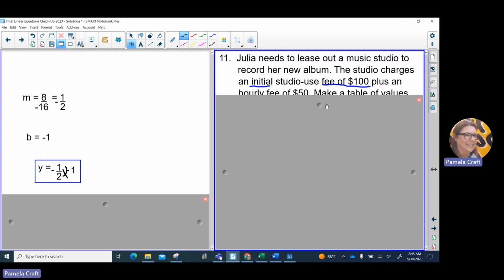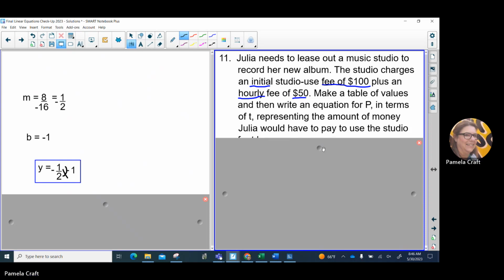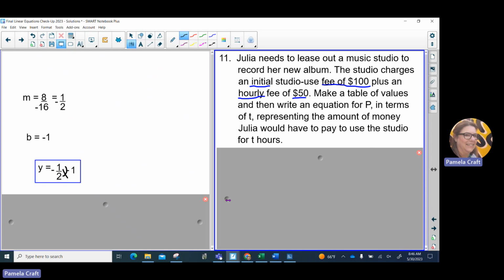For 11, it says, Julia needs to lease out a music studio to record her new album. The studio charges an initial studio use fee of $100, so an initial fee of $100, plus an hourly fee, which means that's going to happen every hour, of $50. So make a table of values, and then write an equation for how much Julia would have to pay to use the studio for t hours, some random number of hours.